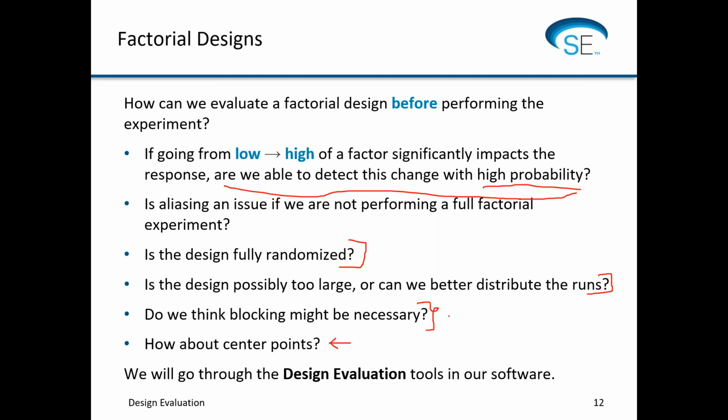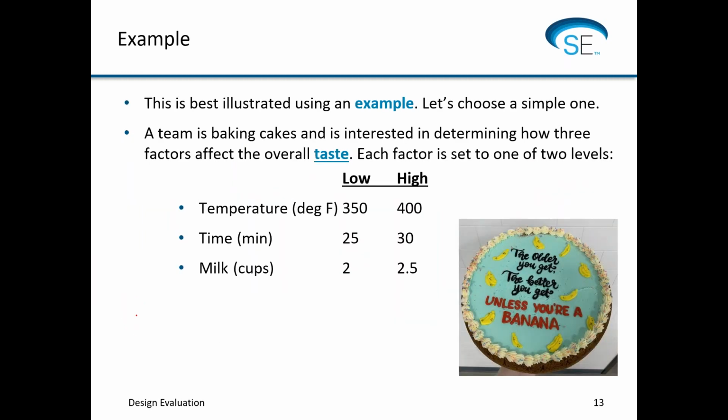Okay, we're going to focus mostly on power and answering this first question. We'll talk a little bit about aliasing in the next section. Randomization's pretty easy. It's pretty rare we run into designs that are too large, and if you have a design that's too large, generally it's not going to be a problem. It might just be using excessive resources. Blocking, unfortunately, we don't have enough time. We'll touch on it. There is an example that uses this. And then finally, center points is something that you need to decide. So I think the best way to illustrate these things is to use a simple example.